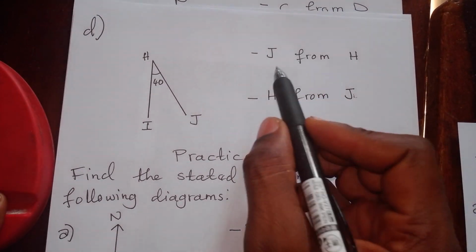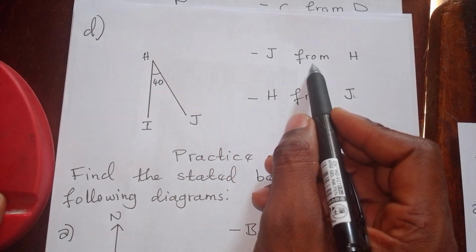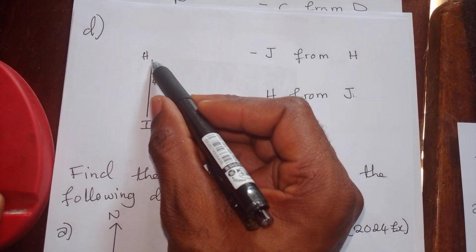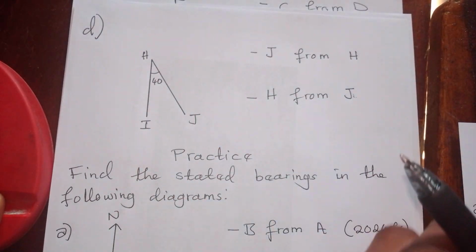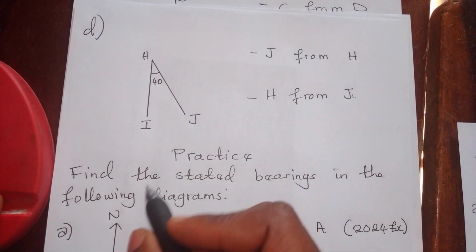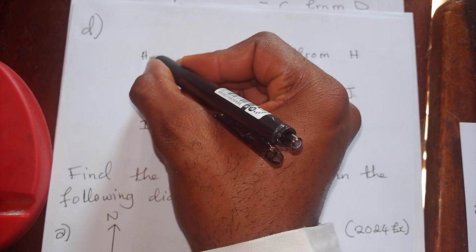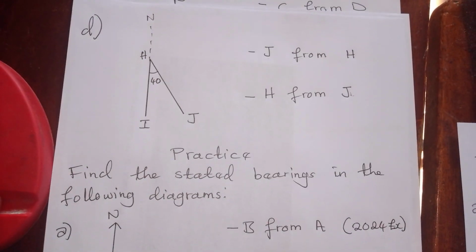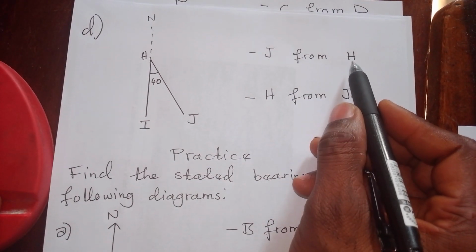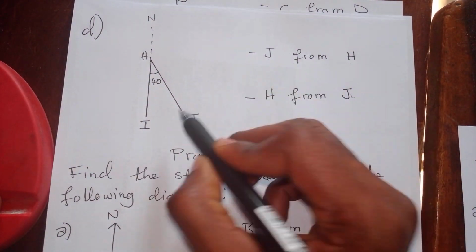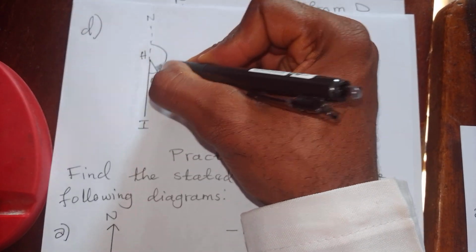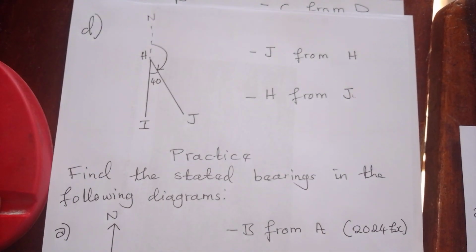Okay, so to find the bearing of J from H, you go to H. This is where your H is. And then you draw an imaginary north line. So in this case, you can just extend this line like this. So this would be your north. And then you draw an arc from H going to J. This is where your J is. So you can draw an arc from here going to this line there.